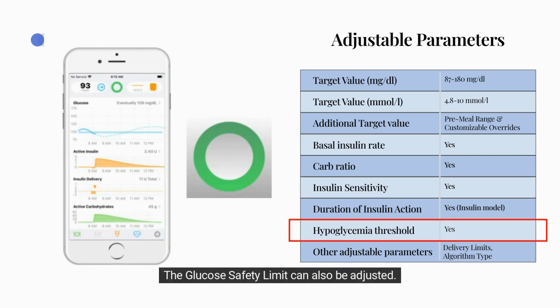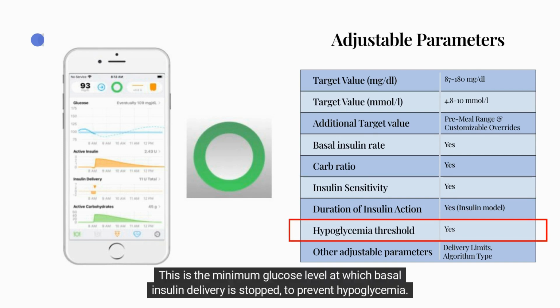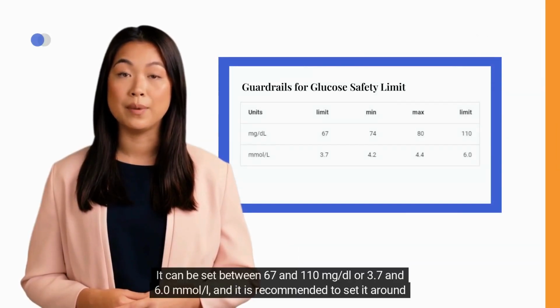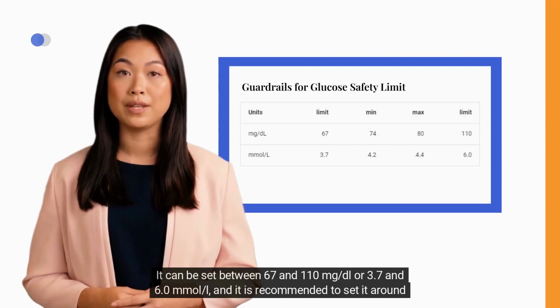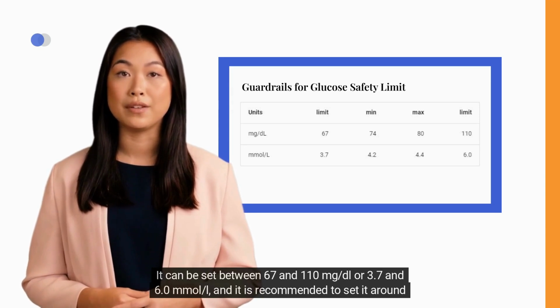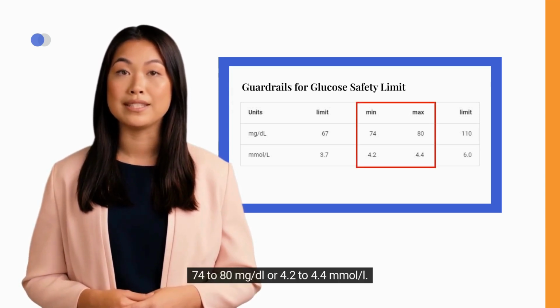This parameter defines how much 1 unit of insulin is expected to lower blood glucose levels. The glucose safety limit can also be adjusted. This is the minimum glucose level at which basal insulin delivery is stopped to prevent hypoglycemia. It can be set between 67 and 110 mg per deciliter or 3.7 and 6.0 millimol per liter, and it is recommended to set it around 74 to 80 mg per deciliter or 4.2 to 4.4 millimol per liter.